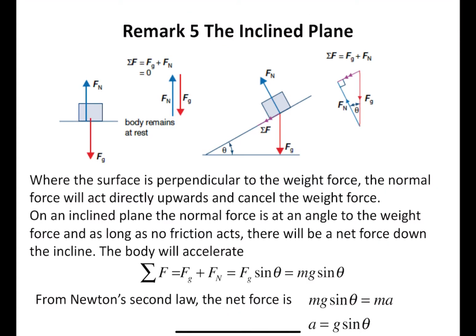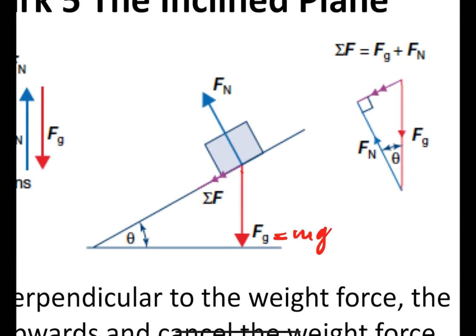Incline: when you have an object on the incline, usually, I'm not saying you must, but usually you will resolve this mg into two components. One is along, one is perpendicular. And if this is theta, this is also theta. This component is mg cosine theta. And this component is mg sine theta.